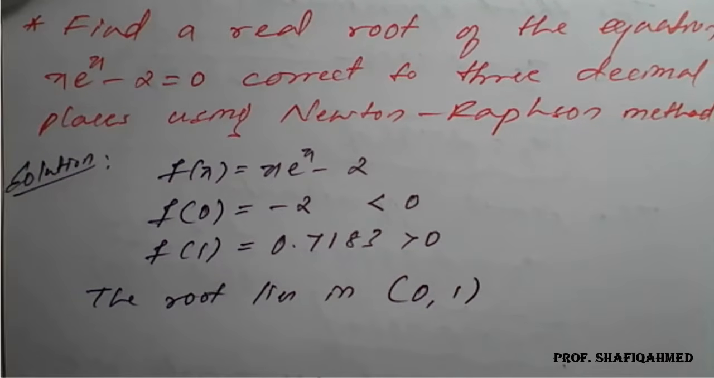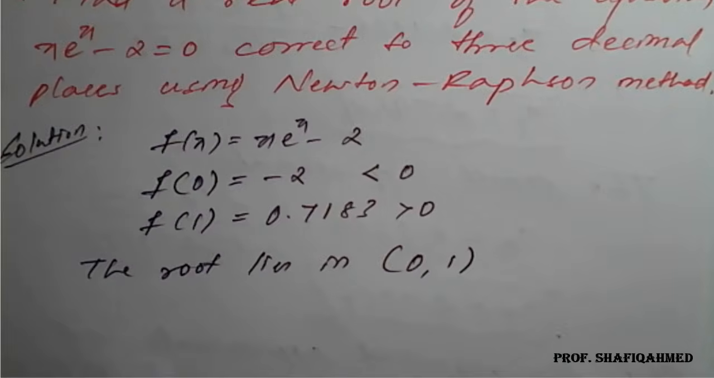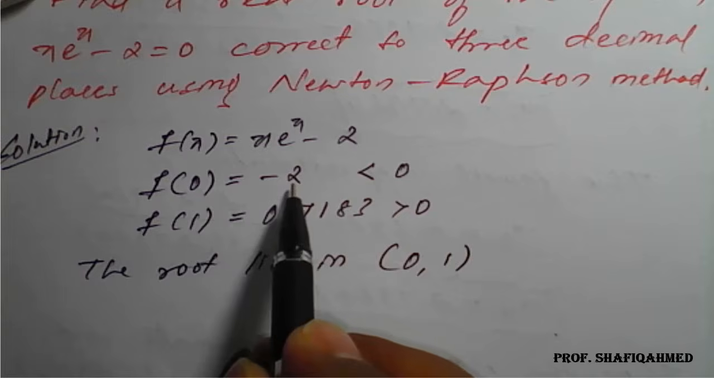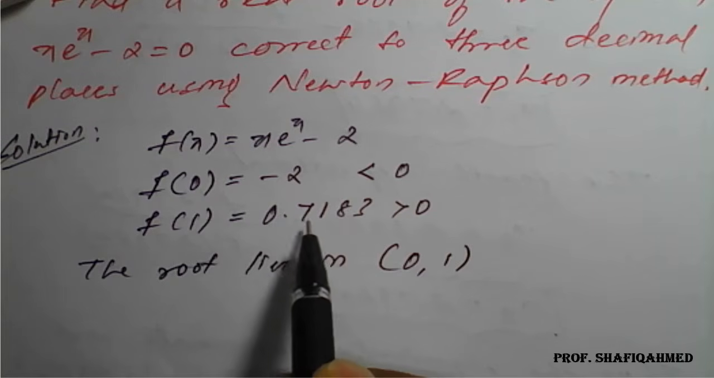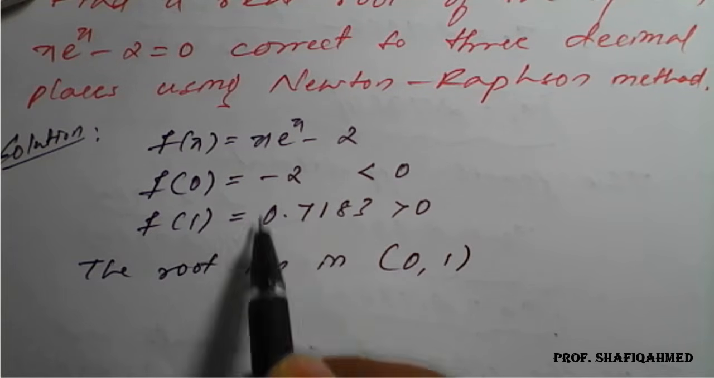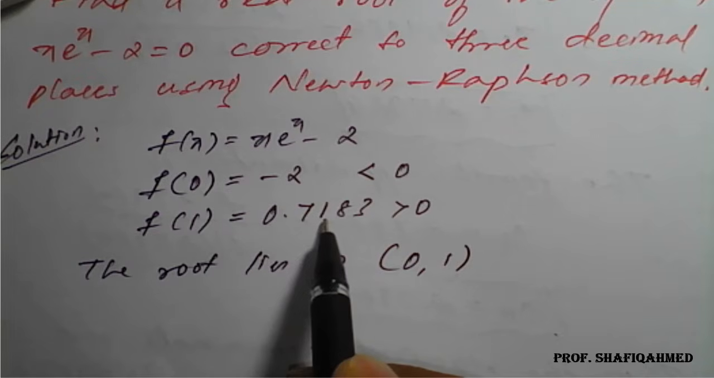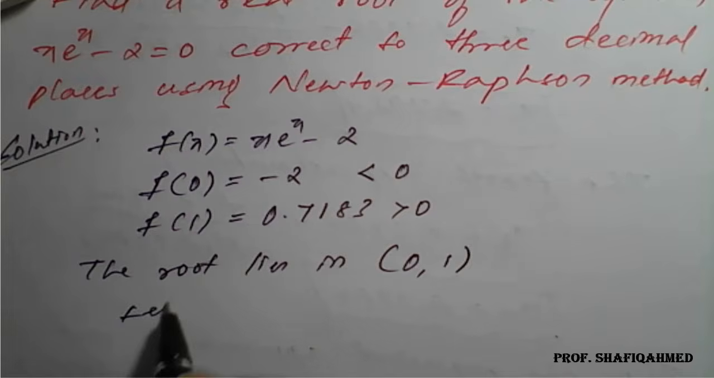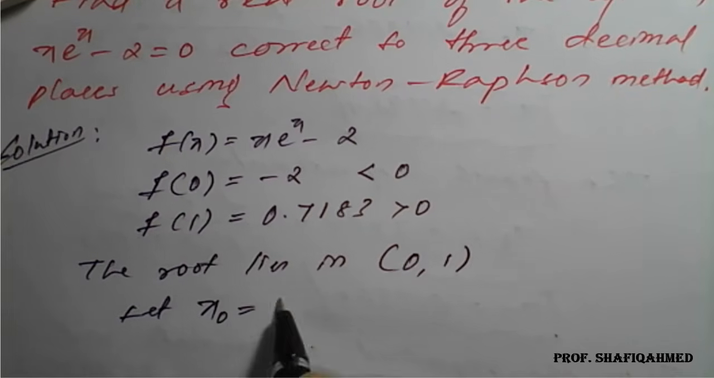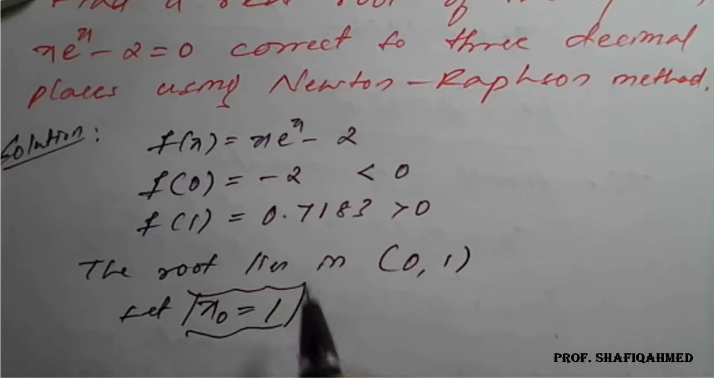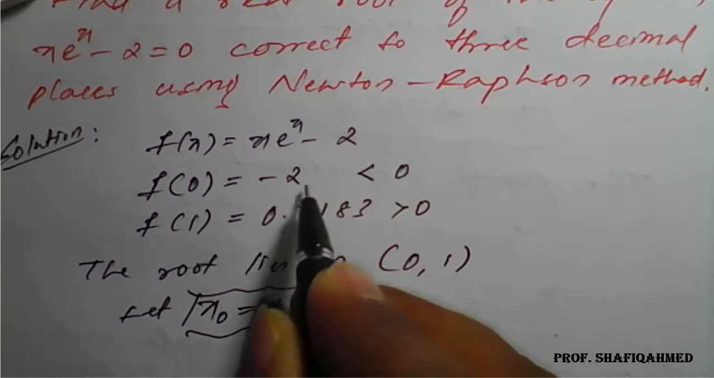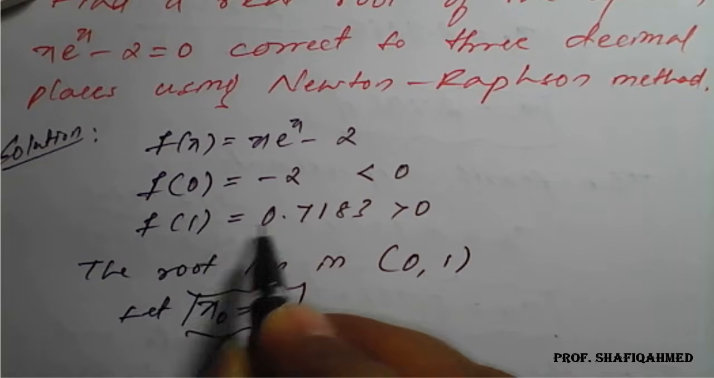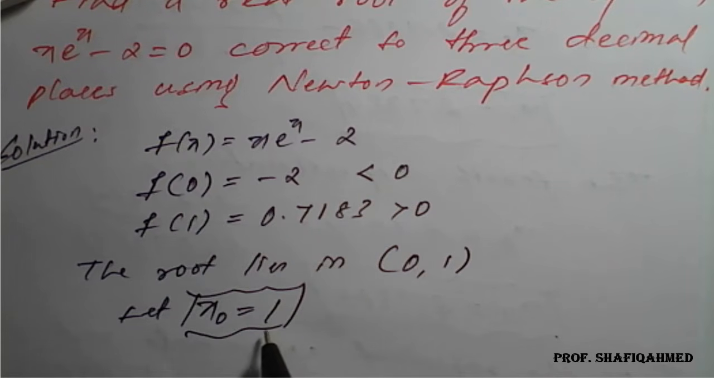Once we get this step, we need to go for the x0 value. You can see that 2 is, neglecting the sign, and 0.7183 is near to 0. So if you compare, 0.7183 is nearer to 0, and this is because of 1. So let your x0 value be 1. Don't take this value; we have to consider the value of x for which it is coming, and that is x0.